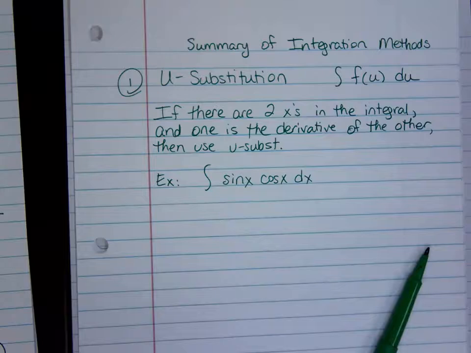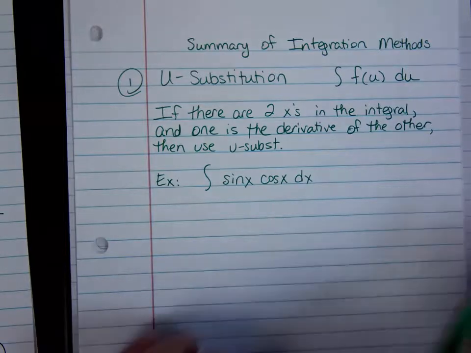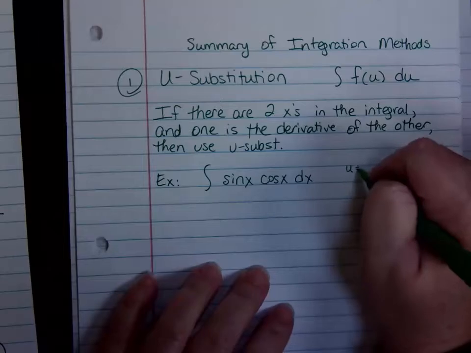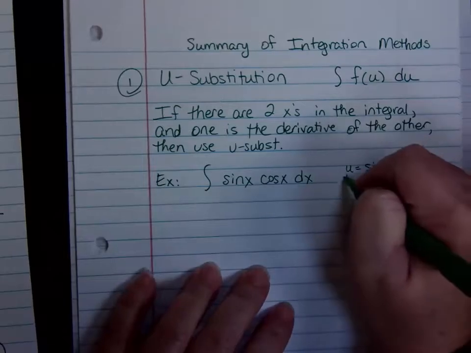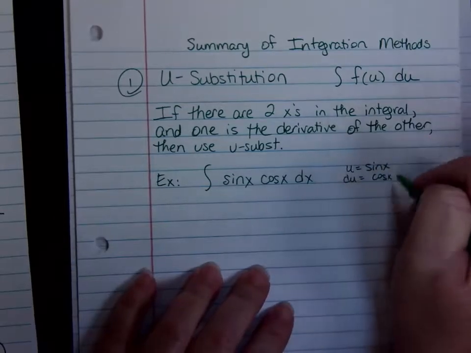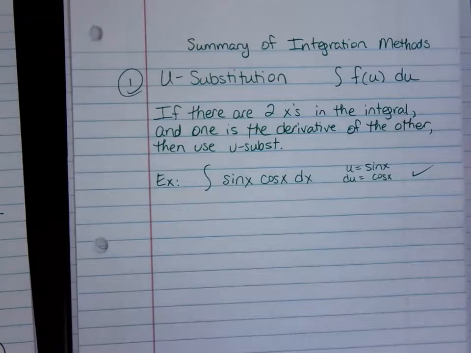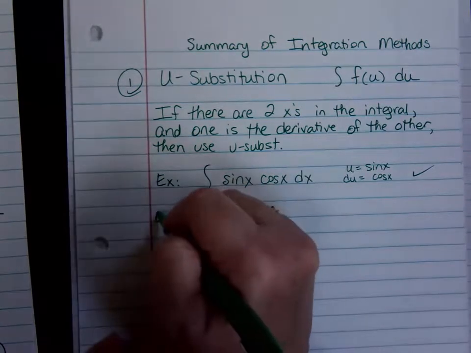Now, is one of those x's the derivative of the other one? Yes. Yes, and actually it could go either way, couldn't it? Yes. It could. So in this case, u would be sine and du would be cosine. So this is a u-substitution problem. I'm not going to work it all the way out. I'm just letting you see that if one is the derivative of the other, then it's going to be just plain u-sub.